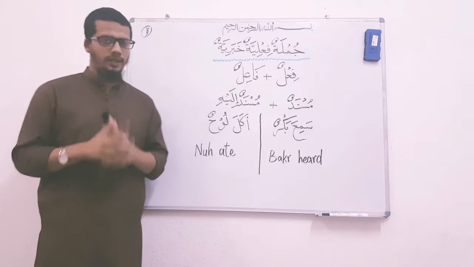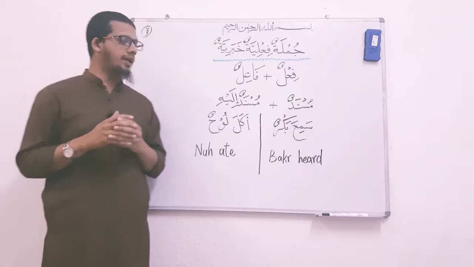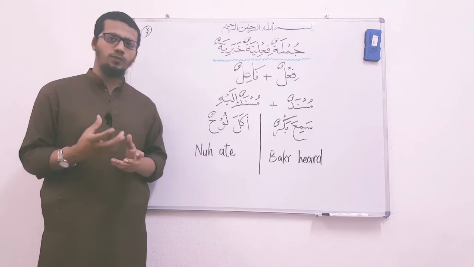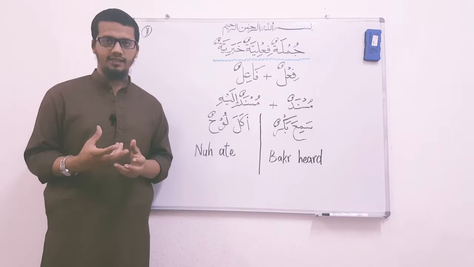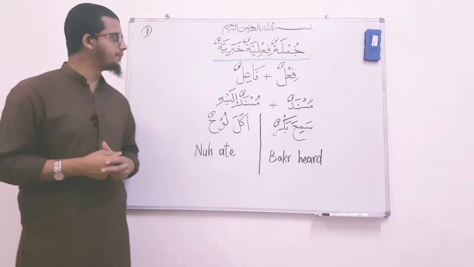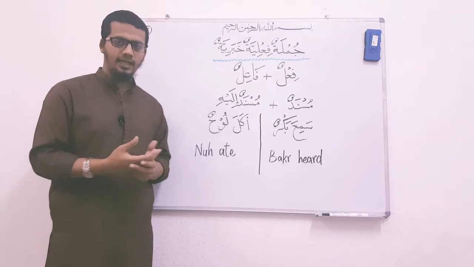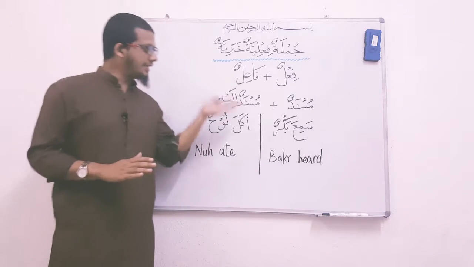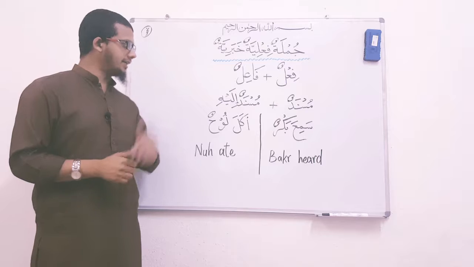Jumlah Fe'aliyyah Khabariyyah is a Jumlah Khabariyyah in which the first part of the sentence is always a fi'l, a verb, and the second part is called fa'il. There is another name also for the first part and the second part.